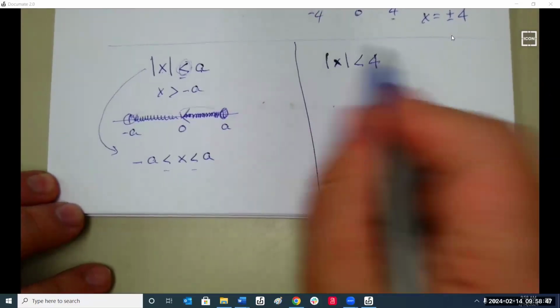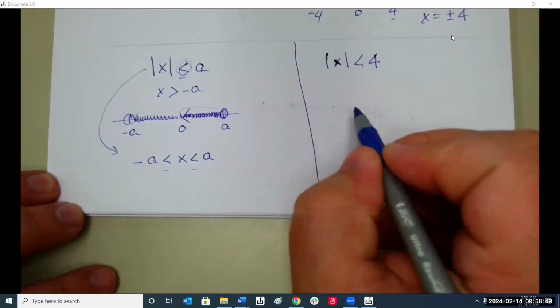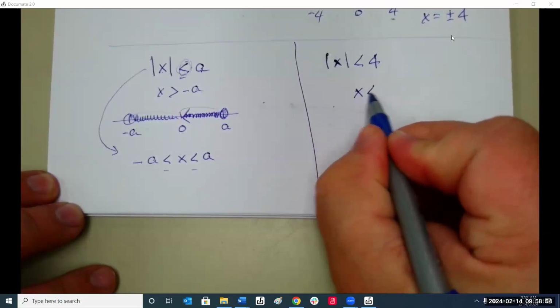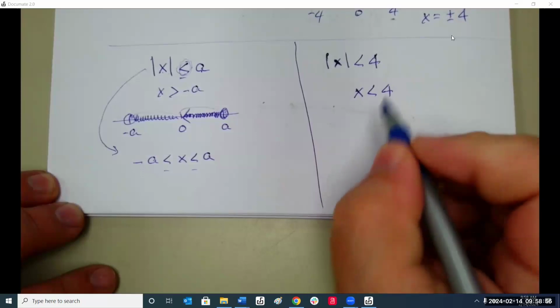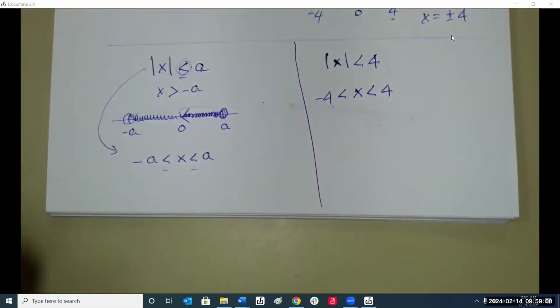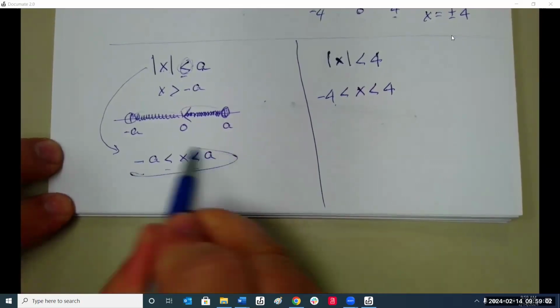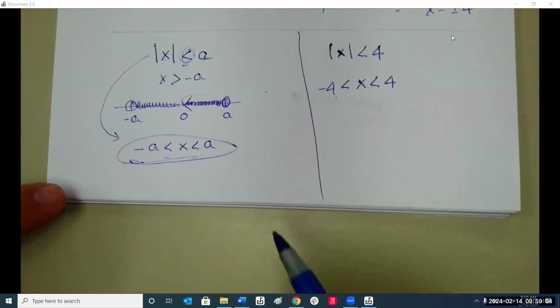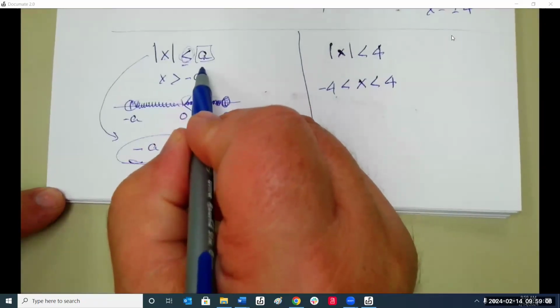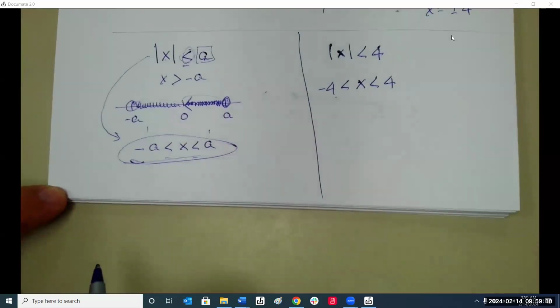There's no equation really. I just drop the absolute value sign. If I drop the absolute value sign, X is going to be less than 4, and it's going to be greater than negative 4. Again, use the formula right there. Whatever number is on this side goes here and here with a negative.